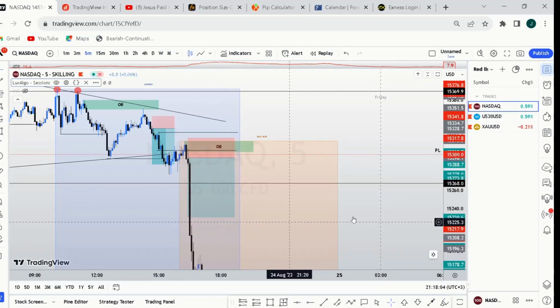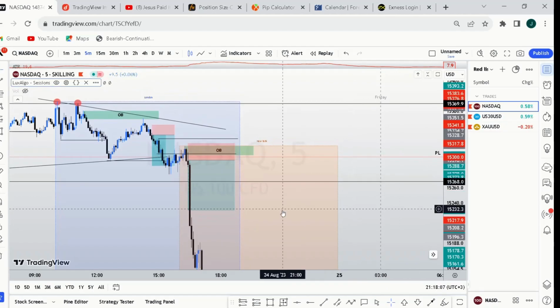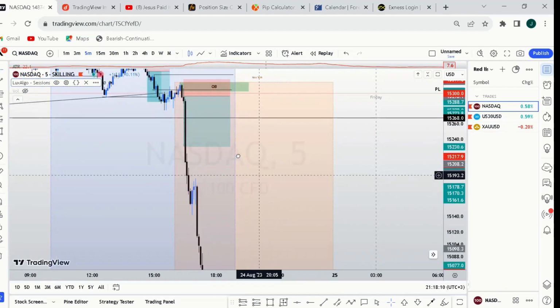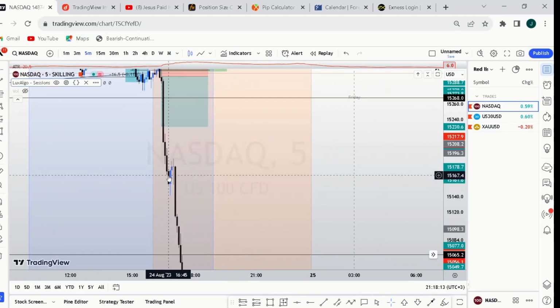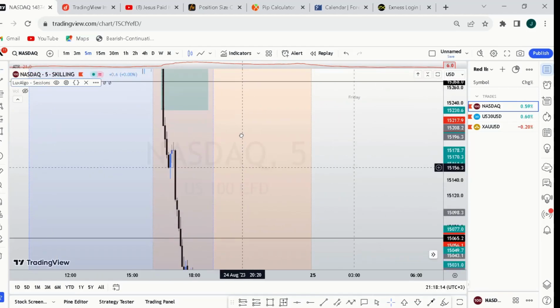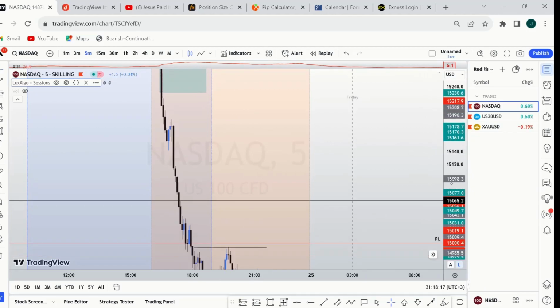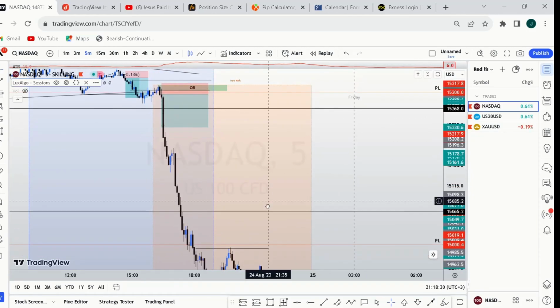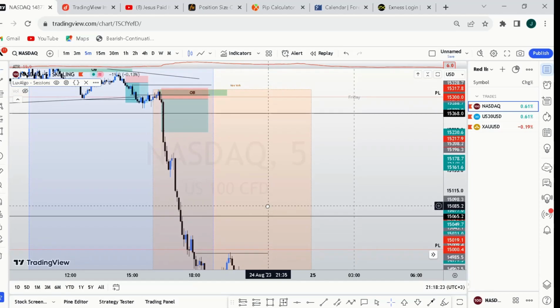You can see how the market went all the way down, man. See how the market went all the way down. I was still looking for more continuation going down, but the market didn't give me a chance, man. So it started going down, it went all the way down, and guess what? We won this trade, man. We won this trade, and of course this is our trading strategy, man.